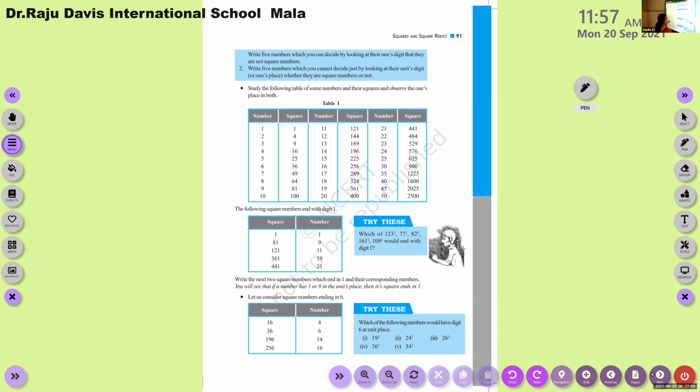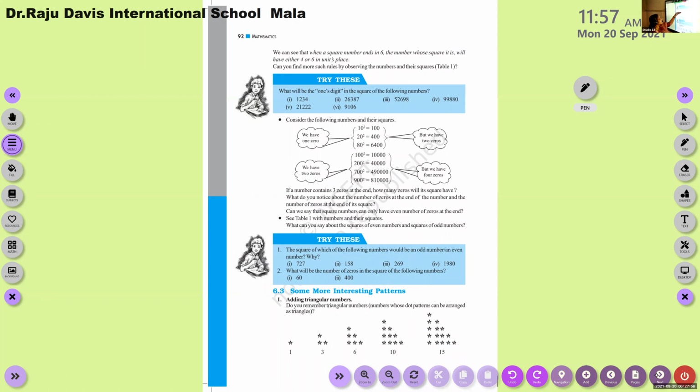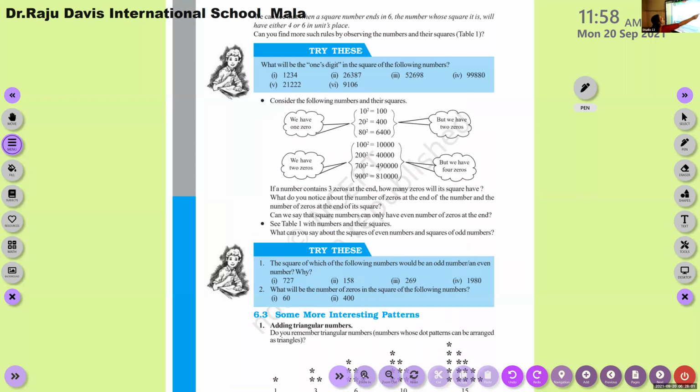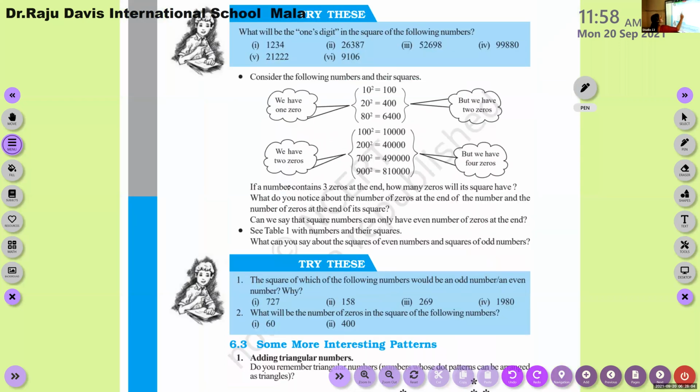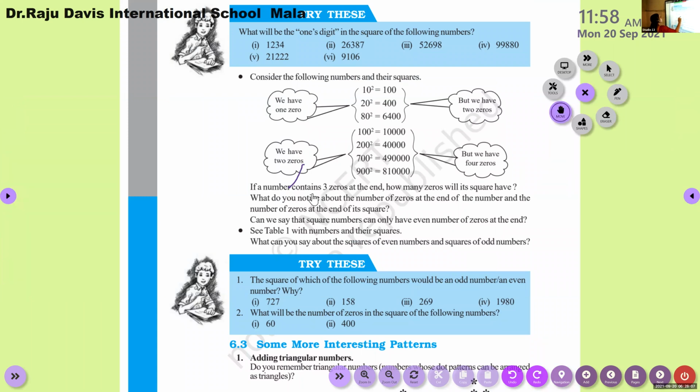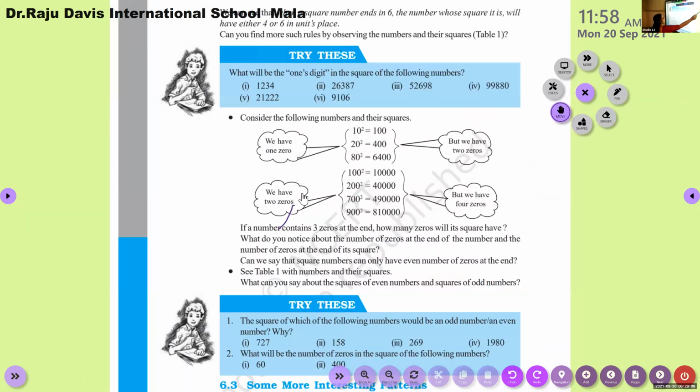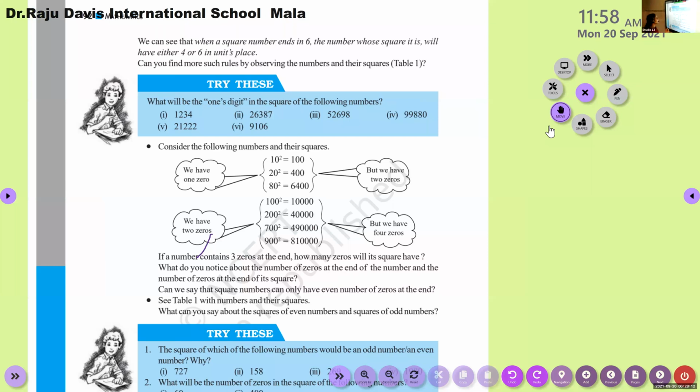Without doing any calculation, we can find out the ones digit of a square number. Without doing any calculation, we can find out the ones place digit of a square number. So consider this. Can you see this? 52,698. Yes, ma'am. Suppose we are going to find the square of 52,698.